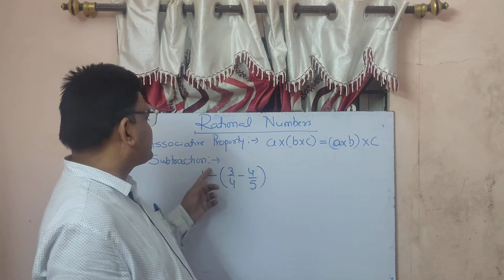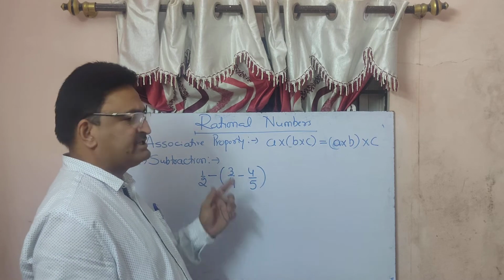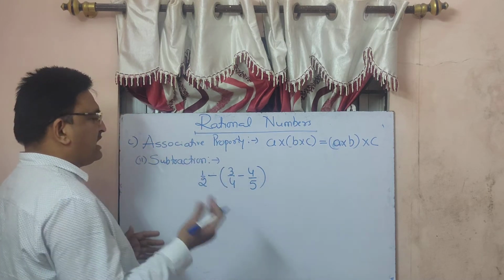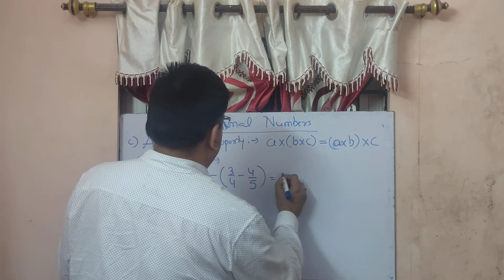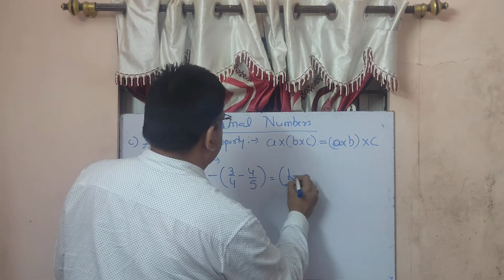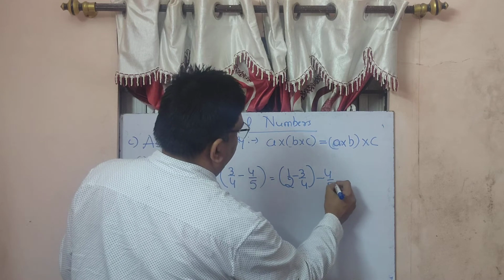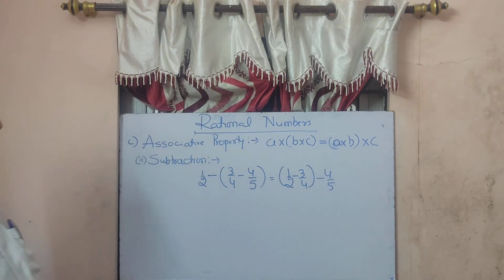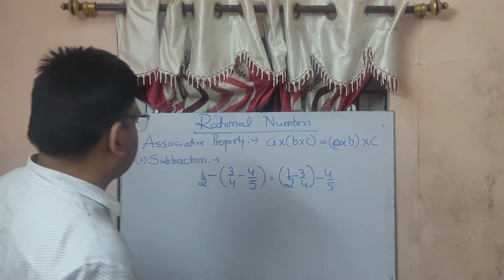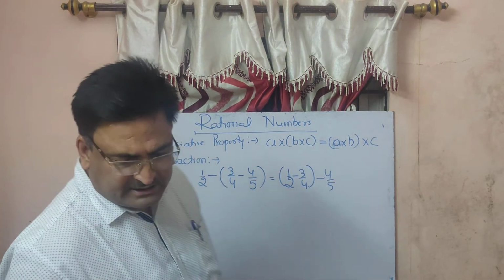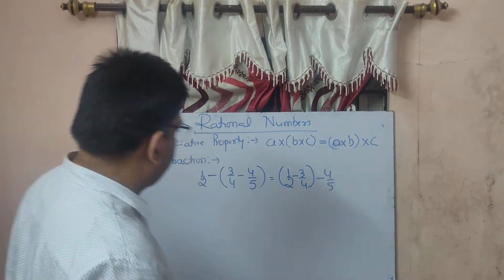And as it is subtraction, we are putting subtraction between the numbers. Now we are going to interchange the brackets. 1 upon 2 minus 3 upon 4 minus 4 upon 5. Now let us check LHS is equal to RHS. Is it right or wrong? Let us check it now.